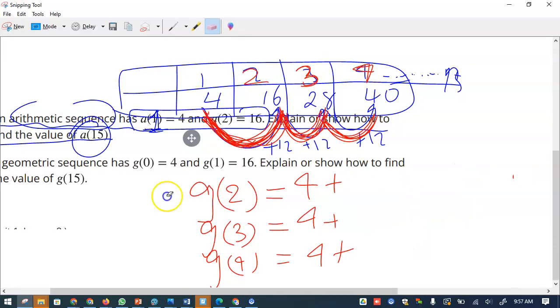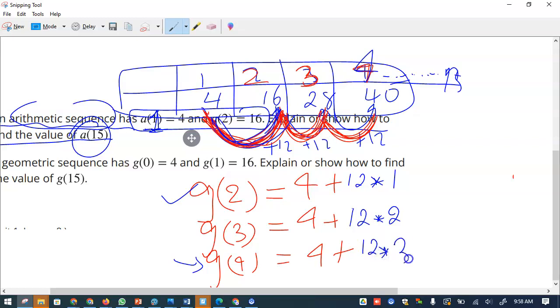So g of 2 is 4, but you're adding one 12. So it is 12 times 1. Here, g of 3, you're adding two 12s. And here, to get g of 4, you're multiplying 12 by 3. This time you're multiplying by 3.